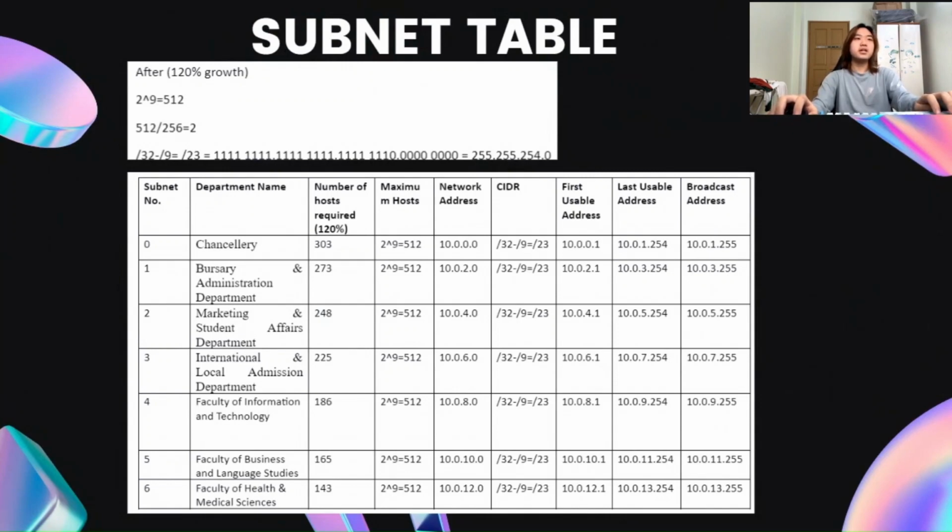And then for the network addresses, the network address is the first address in the subnet. It's given in the network address column in your table. So for example, the first subnet for the chancellery is listed with the network address of 10.0.0.0.